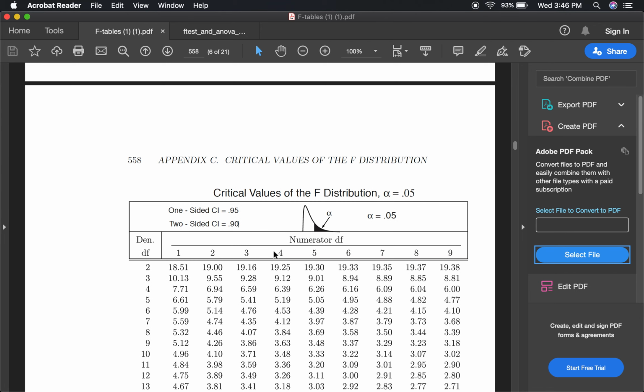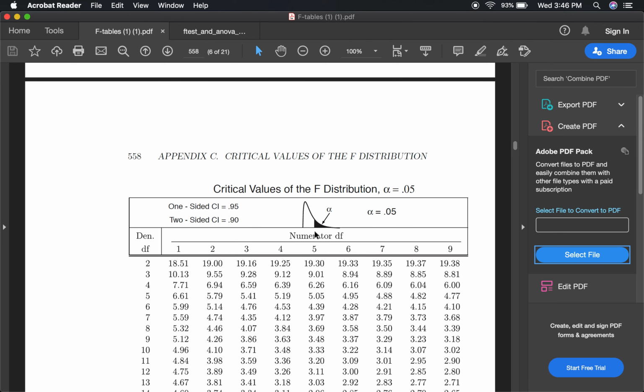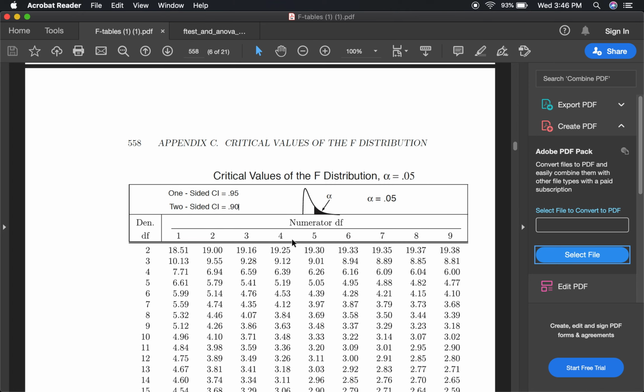Okay, take a look at the numerator. This is the sample size minus 1 for the large variance. Those are the columns. So this is the numerator of the F-stat, and those are the columns. Let's look at the denominator. Those are the rows of the F table. The sample size minus 1 for the small variance.